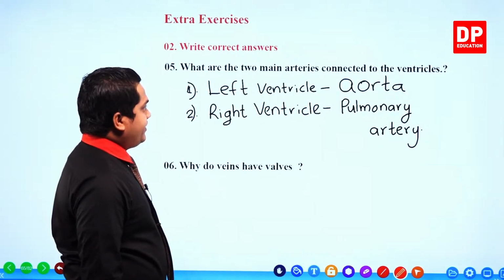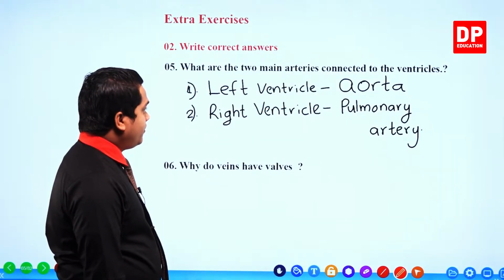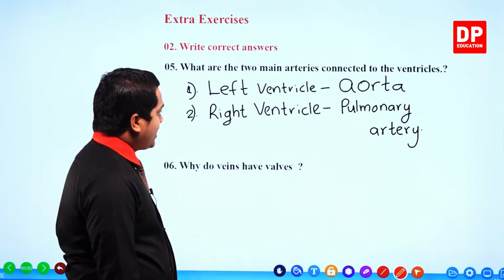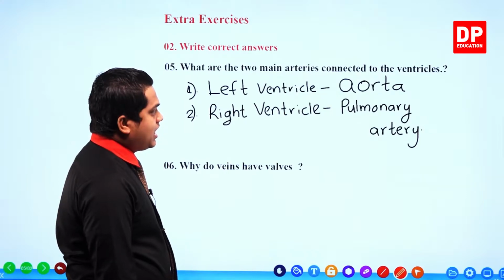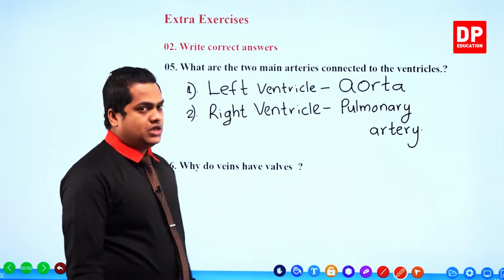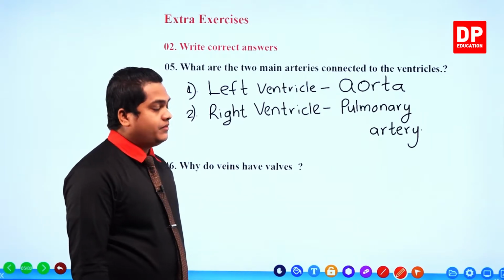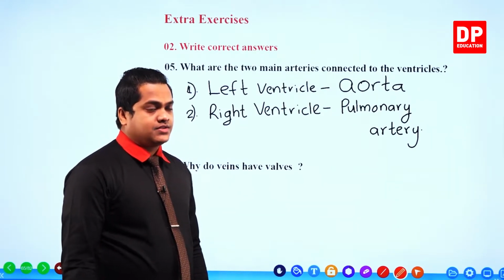For the left ventricle, the aorta is connected, and for the right ventricle, the pulmonary artery is connected. So these are the two arteries that we can observe which are connected with the ventricles.